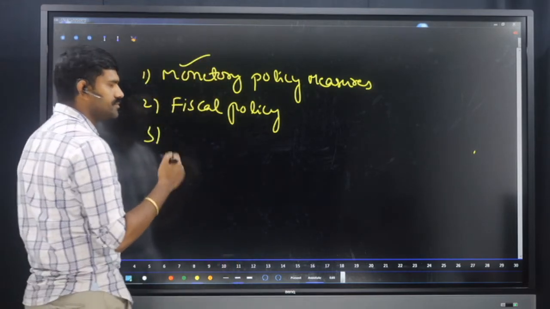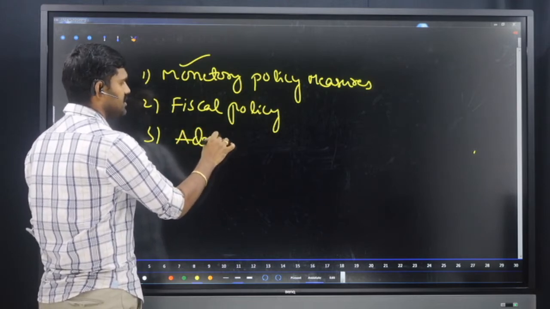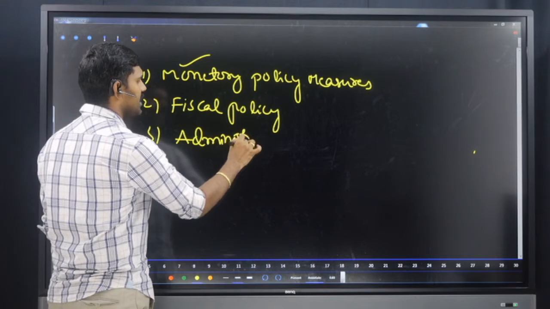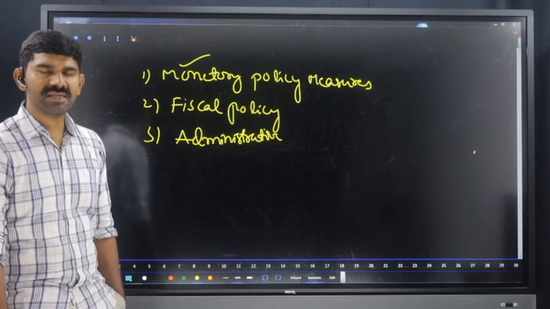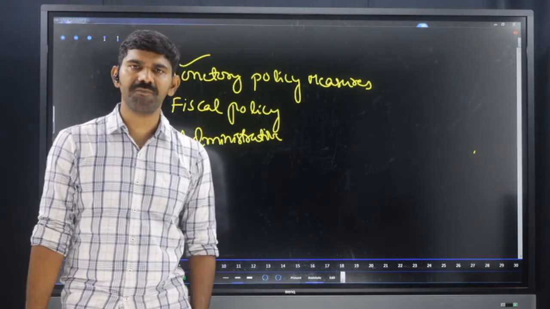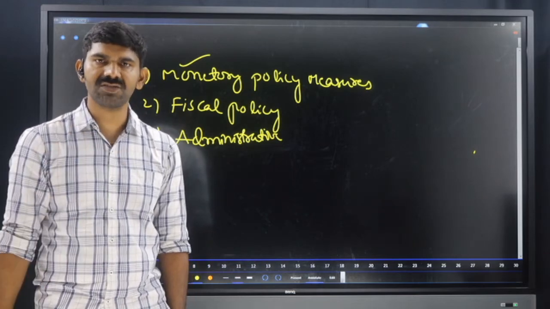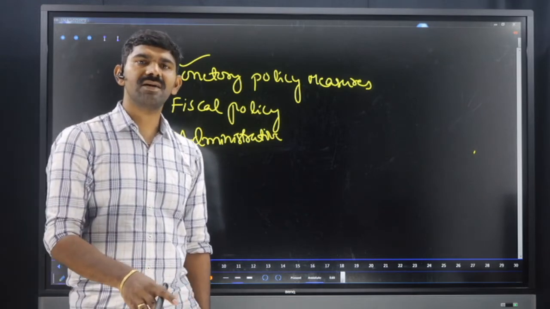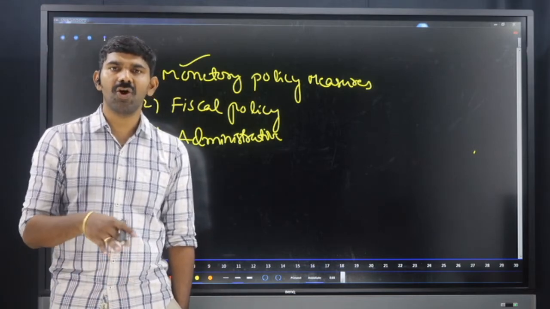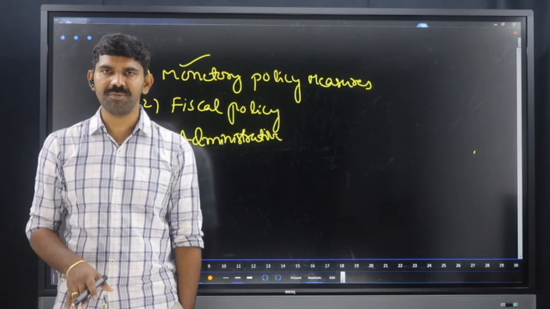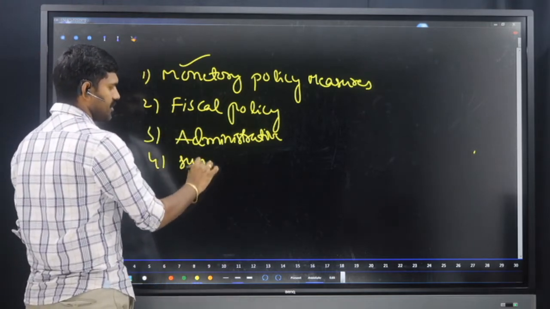Good morning, Shravanti. See, the next one is administrative measures. What are administrative measures? These are the measures taken by the government of India to see to it that there are no black markets in the economy, and that there are proper food storage facilities. Whatever activities are to be taken by the Food Corporation of India, or by government officers, all these are administrative measures. And the fourth one is supply side measures.